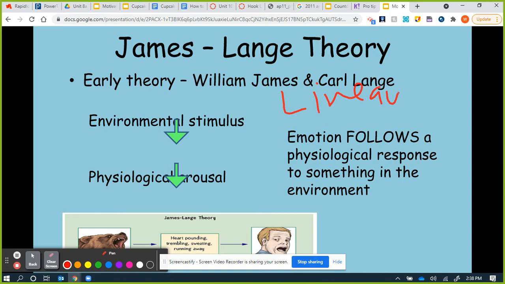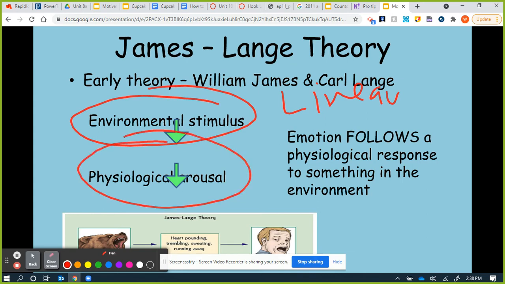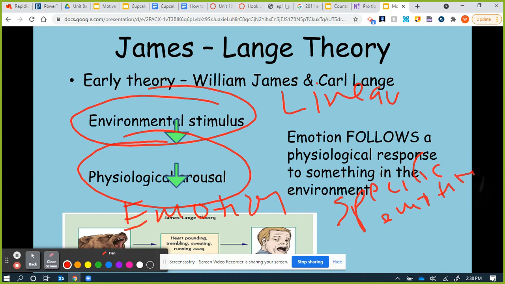What James Lange says is for us to experience emotion, there has to be some sort of environmental stimulus, like a bear. That environmental stimulus causes physiological arousal, a physical change, and then from that physiological arousal, we get emotion. So it basically just says that specific emotions are tied to specific physiological changes in our body.